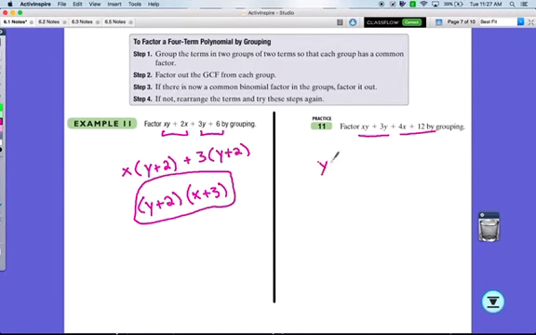Factor a y out of the first group, which leaves me with x plus 3. I can factor a 4 out of the second group, which leaves me with x plus 3. So now I can factor out the x plus 3, which leaves me a y from the first term, 4 from the second. Okay, there you go.